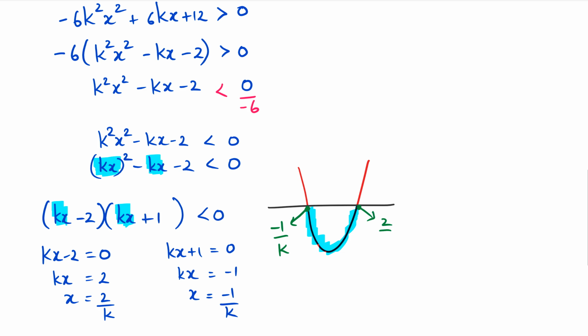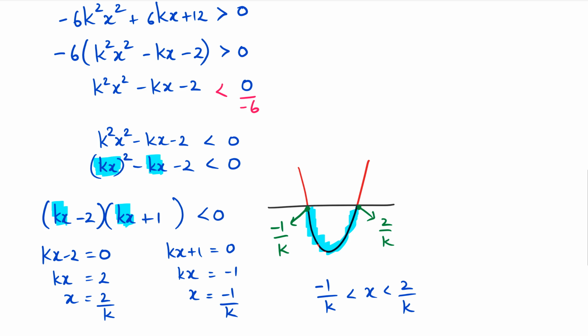and this value here is 2 over k, and then straight away you can see the zone where it's going to be below the line where it's 0. So our final answer is going to be x is between negative 1 over k and 2 over k. So this is one way of doing it, right?